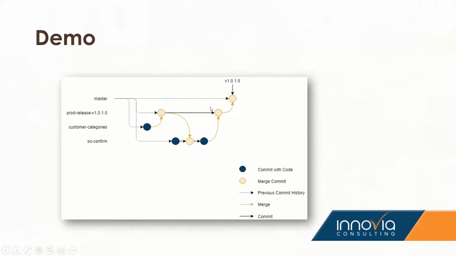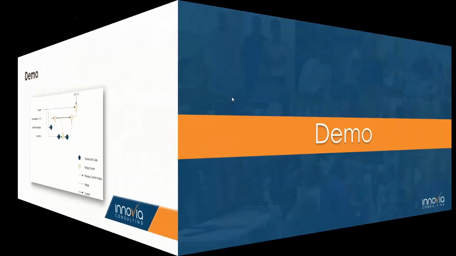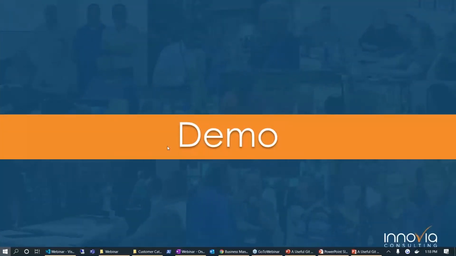We'll do some final testing, make sure everything's good to go, and then once it's complete, we'll create our tags, we'll create our version commits, and then we'll merge our production release into master, and that will be our first version. So let's jump into the demo here.